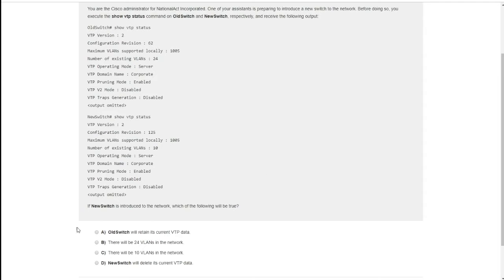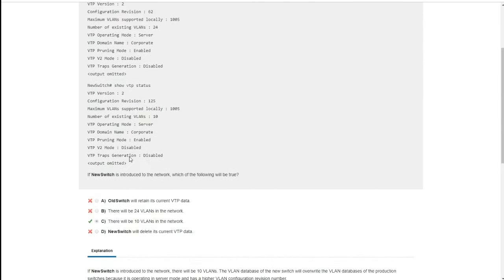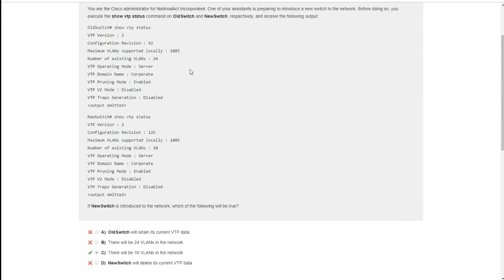How'd you do? The answer here is actually C. Let's look at this. We've got show VTP status for old switch and new switch that are plugged together. Right here we see configuration revision. This is the key. Whoever has the higher configuration revision wins.